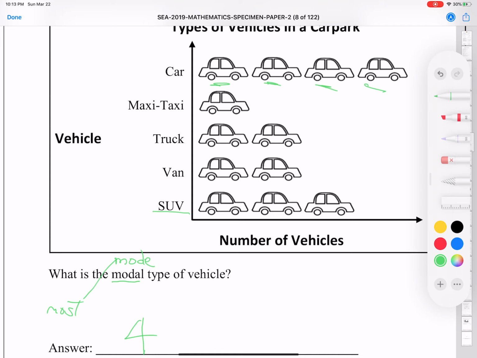You ask, what is the modal type of vehicle? And 4 is not a type of vehicle. The correct answer is car. Not 4, but car. Car. That's the modal type of vehicle.